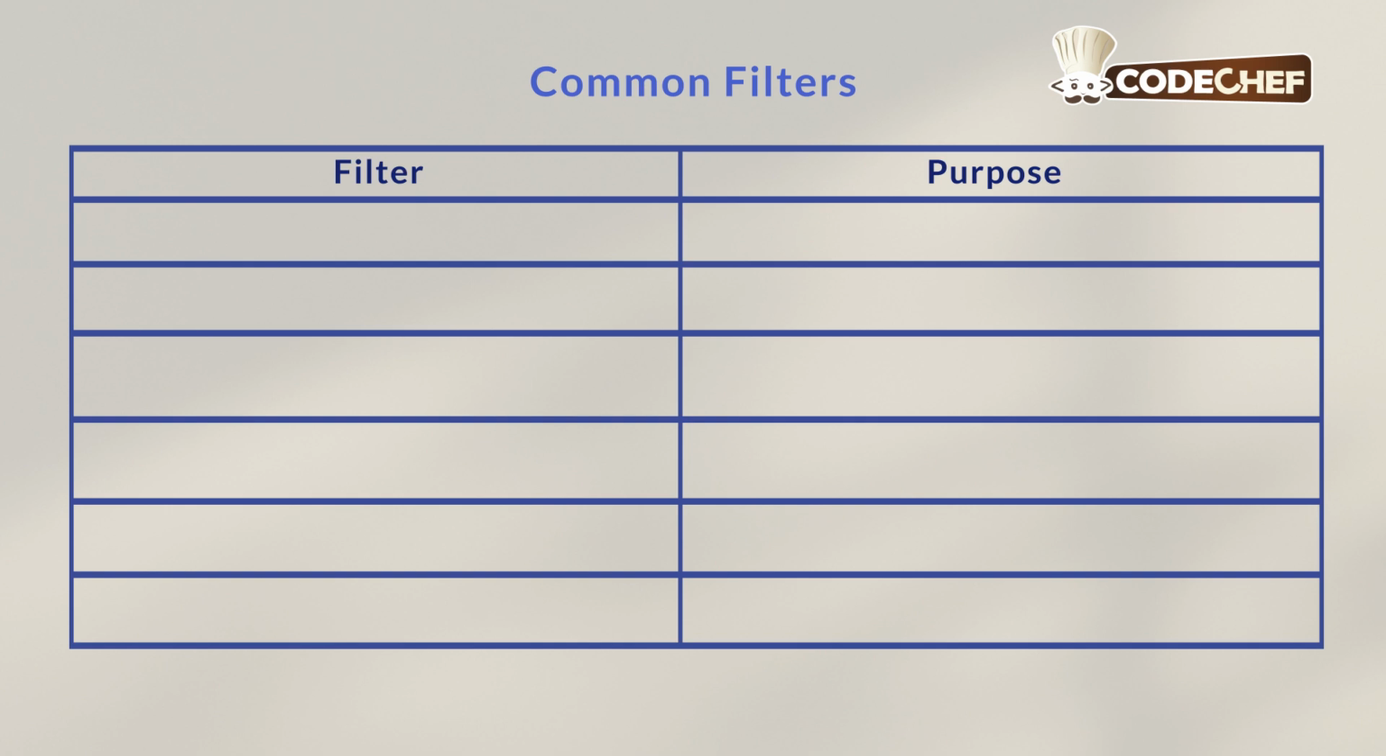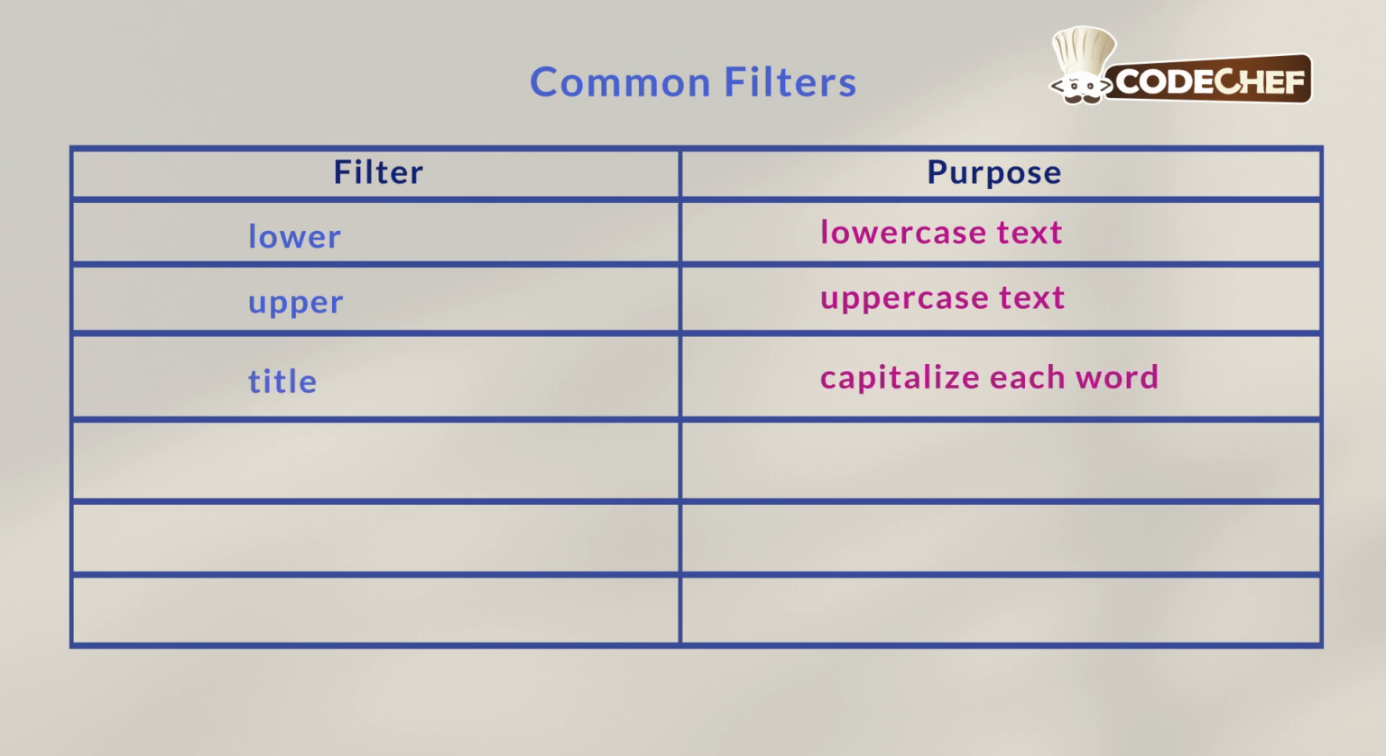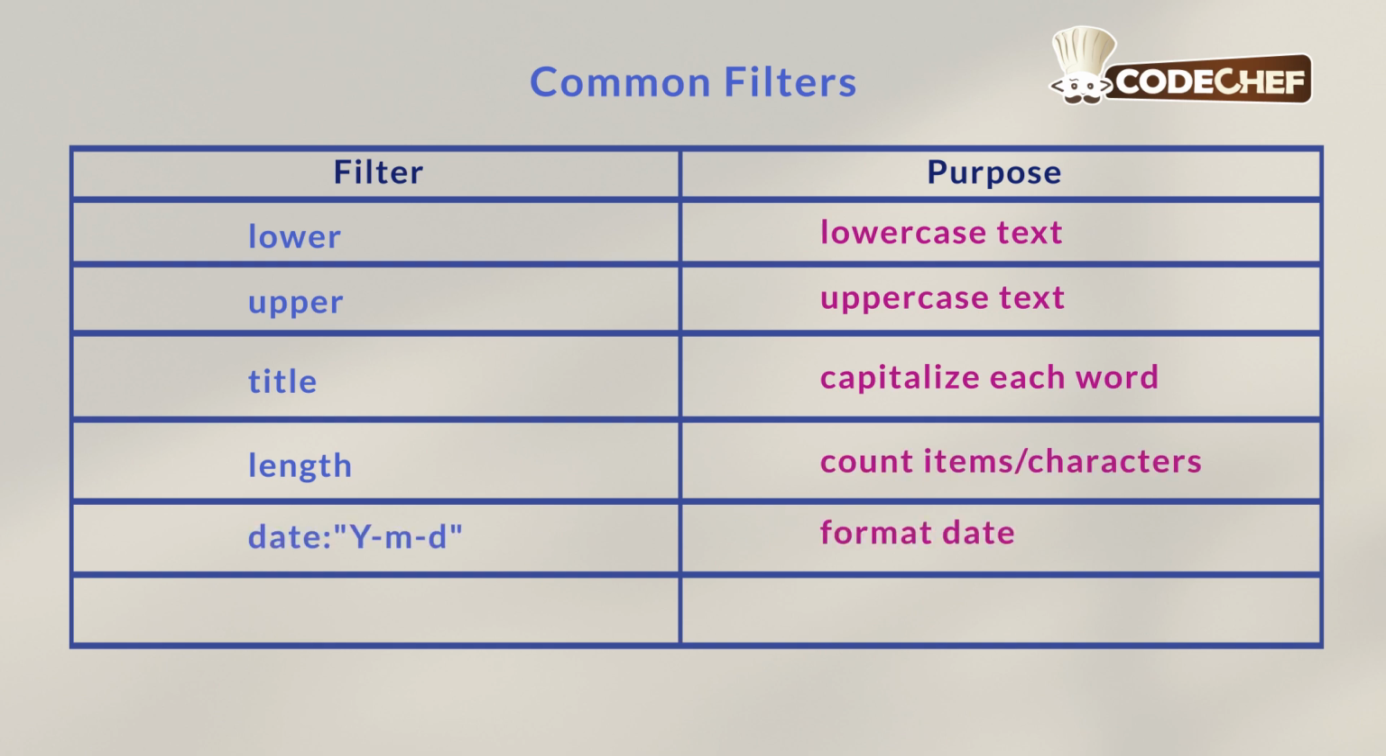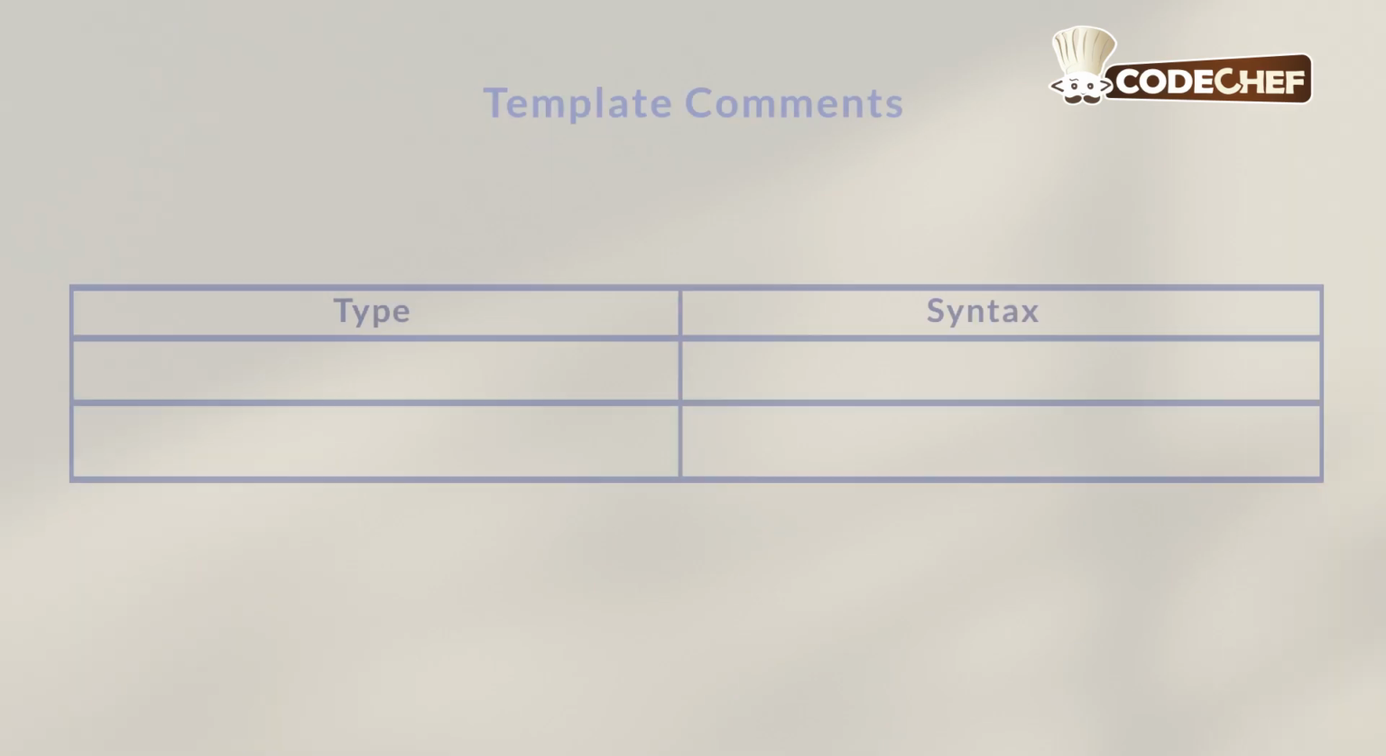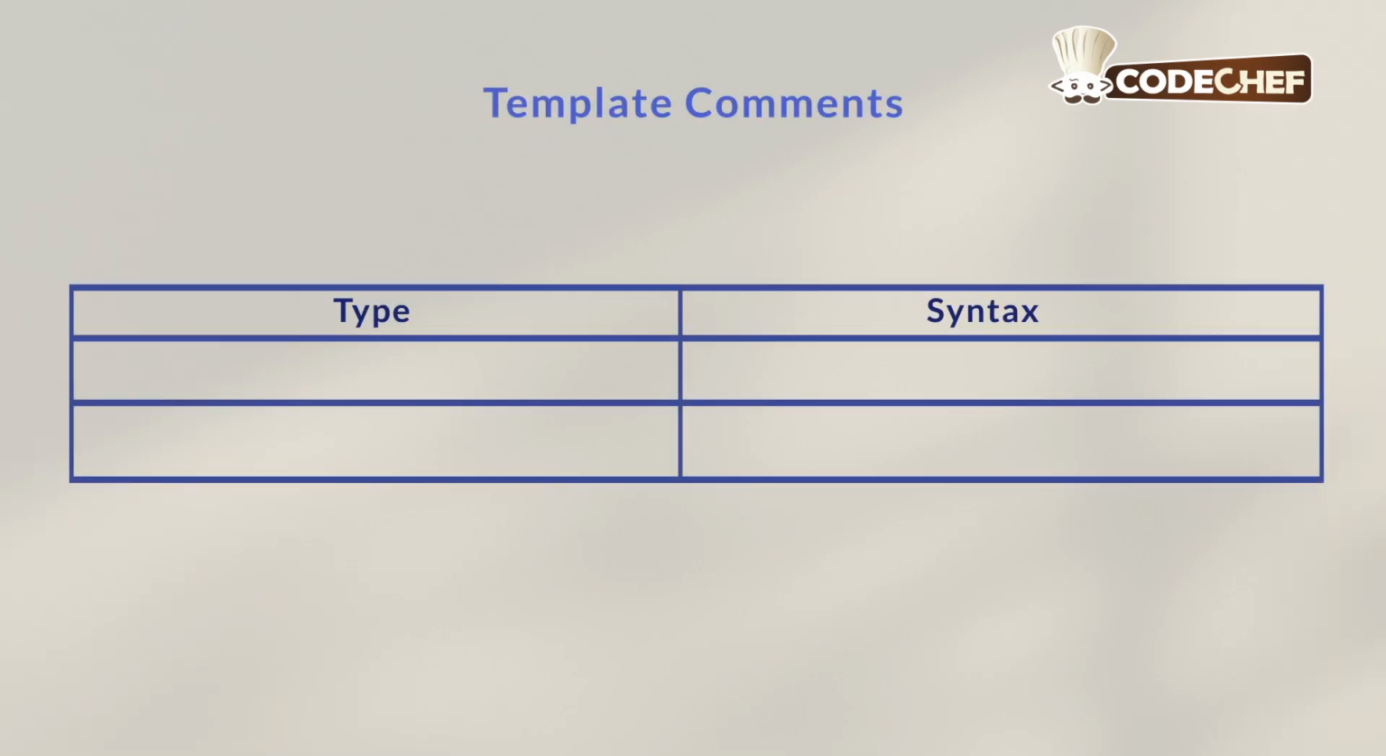As you can see, the lower filter is used for converting text to lowercase, upper to convert to uppercase, title is used to capitalize each word, and length is used to count the items or characters in text. The date filter is used to format a date in a specific format, and truncate is used to limit the number of words. You can also chain filters, meaning apply multiple filters one after the other, like the example that you see here.